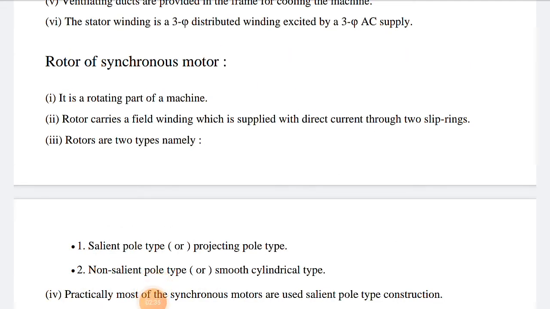Practically, most of the synchronous motors use salient pole type construction. In synchronous motor, rotor winding is known as field winding. The winding of the rotor is excited by a separate DC supply through slip rings.